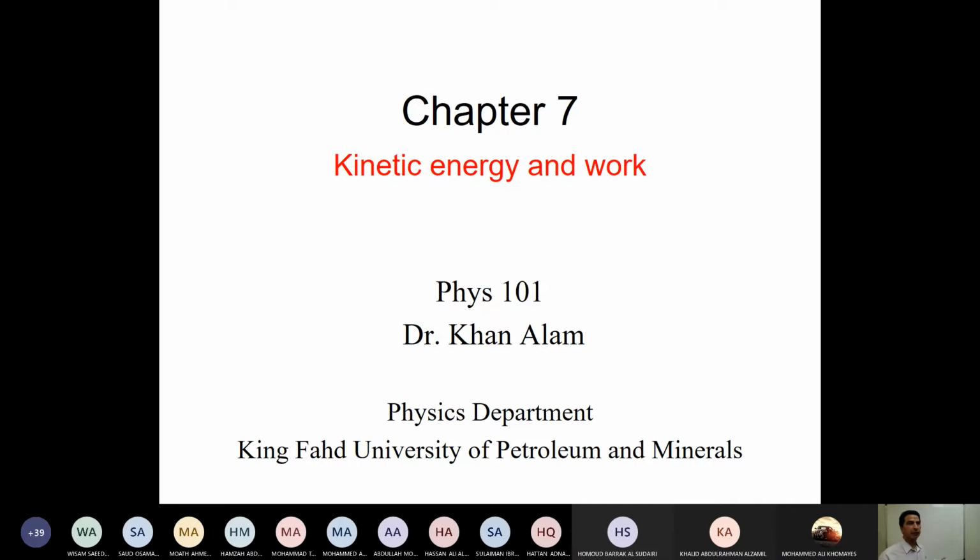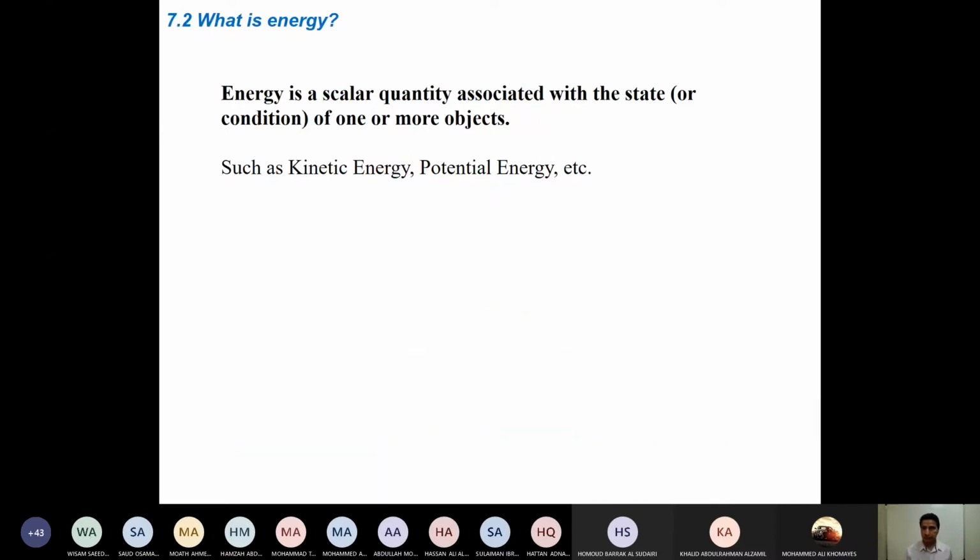Okay, and vice versa. If the car was coming and I was trying to stop it, then the car is trying to transfer its energy to me via its force. So this will be the connection which we will be bringing between energy. What is energy? Energy is a scalar quantity associated with the state or condition of one or more objects, such as kinetic energy and potential energy.